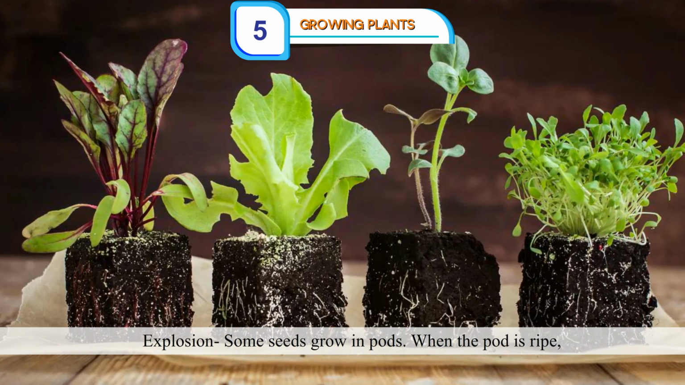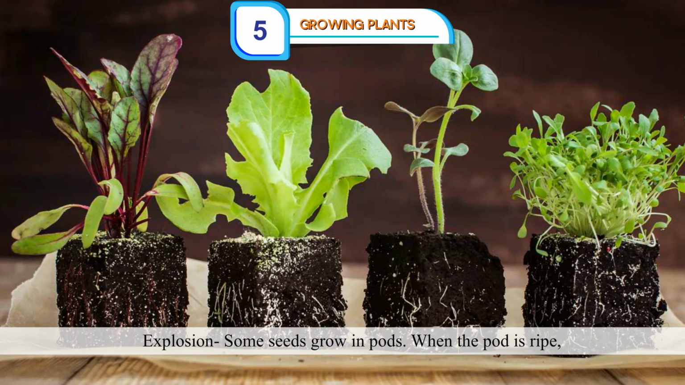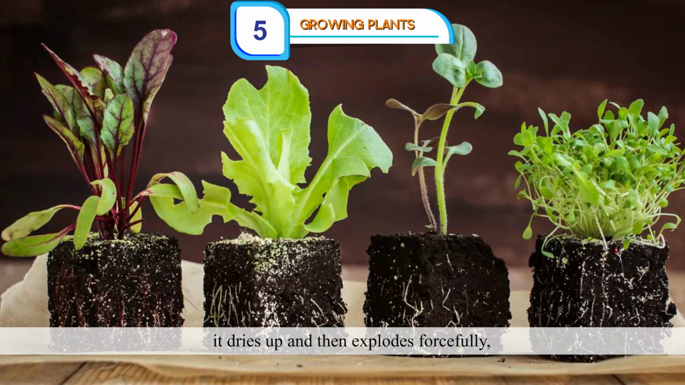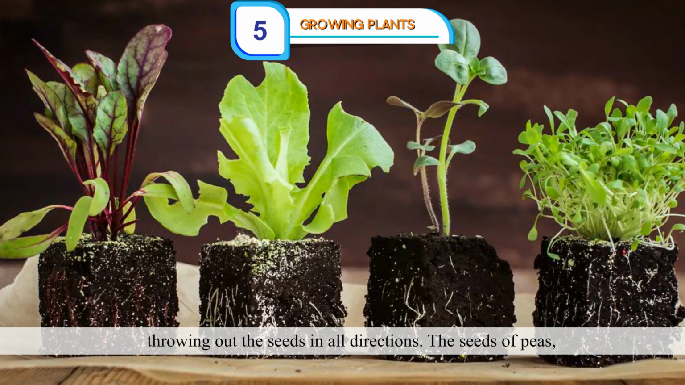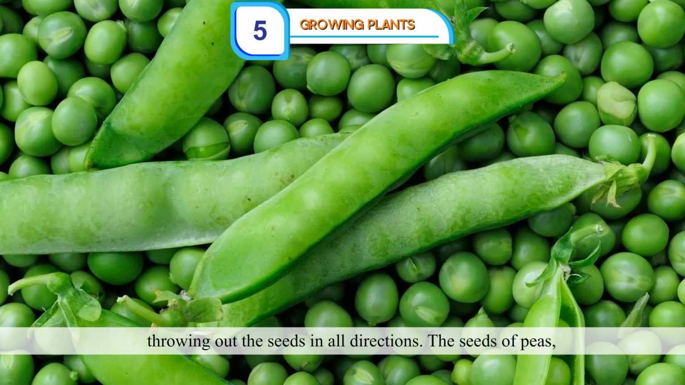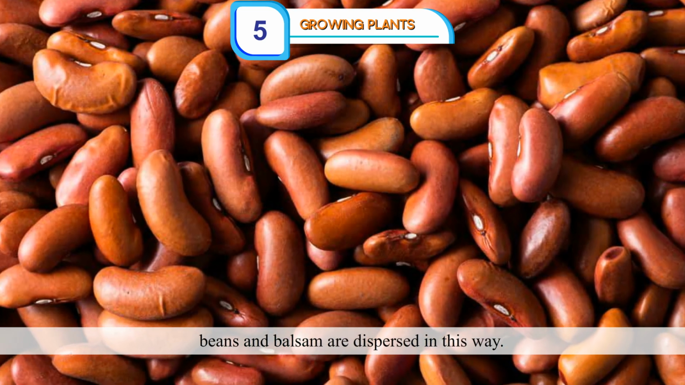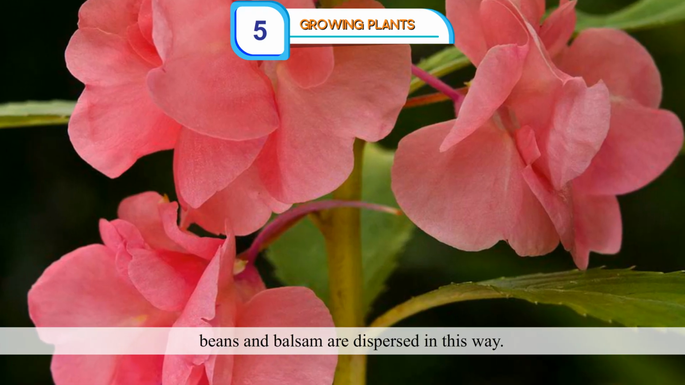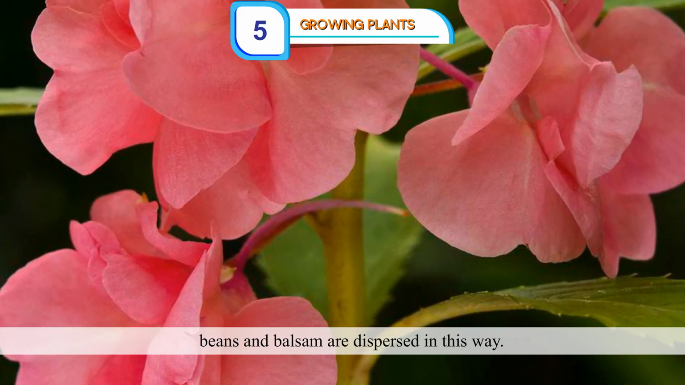Explosion. Some seeds grow in pods. When the pod is ripe, it dries up and then explodes forcefully, throwing out the seeds in all directions. The seeds of peas, beans, and balsam are dispersed in this way.